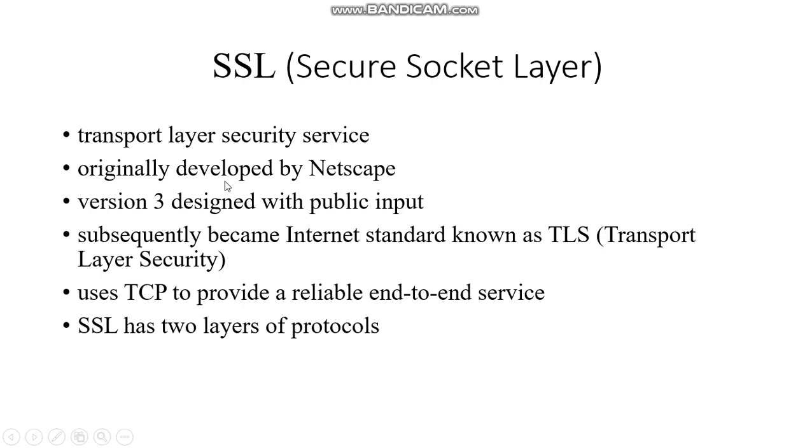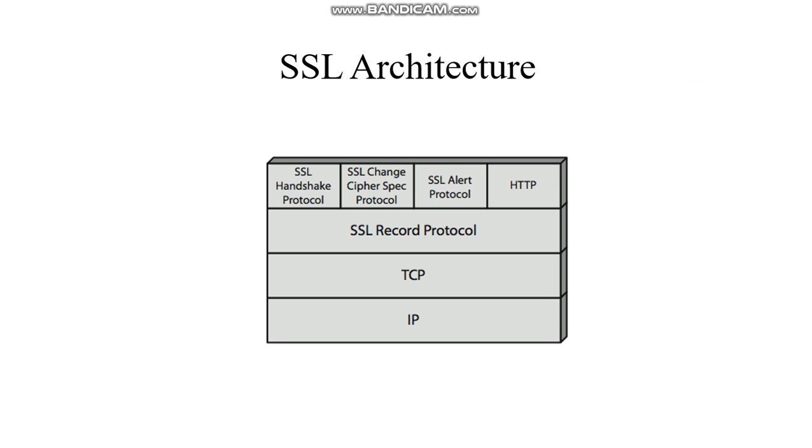The Secure Socket Layer was originally developed by Netscape, and it is a transport layer security service. Version 3 of this protocol was designed with public review, and it was published as an internet draft document. The TLS group formed another common standard, and the first version of TLS can be viewed as SSL version 3. SSL is designed to make use of TCP. It is not a single protocol, it has two layers of protocols. The architecture of SSL is given in this picture.